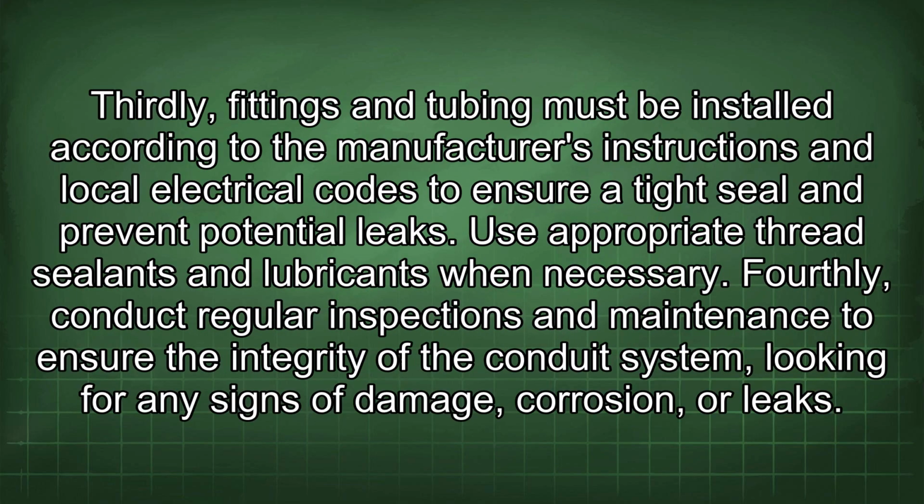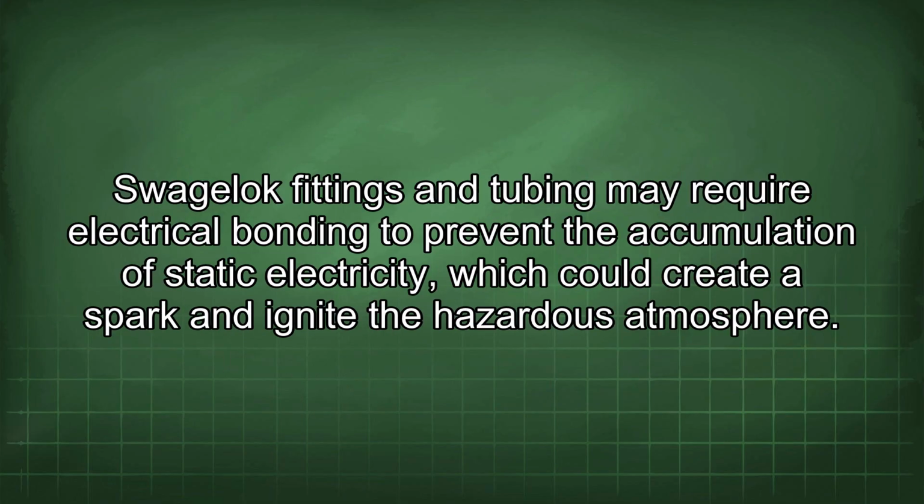Thirdly, fittings and tubing must be installed according to the manufacturer's instructions and local electrical codes to ensure a tight seal and prevent potential leaks. Use appropriate thread sealants and lubricants when necessary. Fourthly, conduct regular inspections and maintenance to ensure the integrity of the conduit system, looking for any signs of damage, corrosion, or leaks. Swagelok fittings and tubing may require electrical bonding to prevent the accumulation of static electricity, which could create a spark and ignite the hazardous atmosphere.